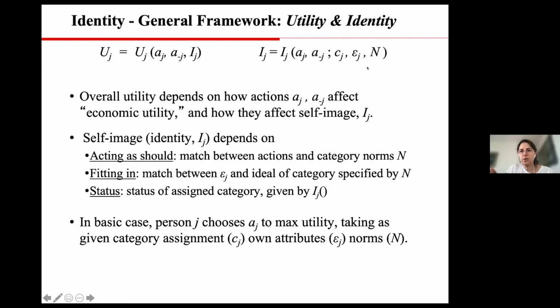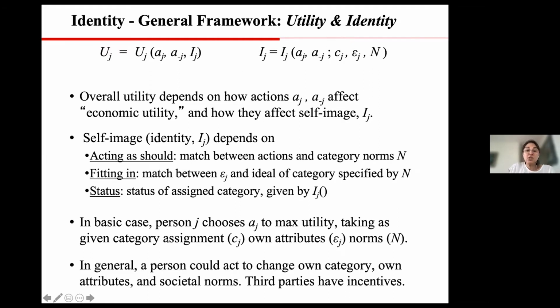What the categories are, the norms, your own category assignment, your own attributes, and then you just choose actions. But in general, or you might say in the long run, a person could also act to change their own category, their own attributes, and the societal norms. Hence all of those marches and activism, which we discussed. These norms are ultimately something that someone can take an action over.